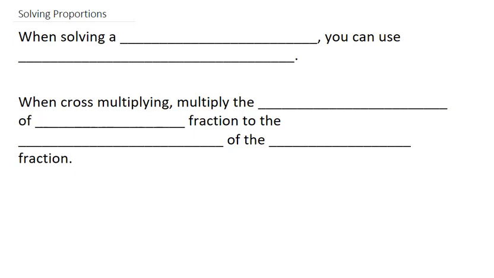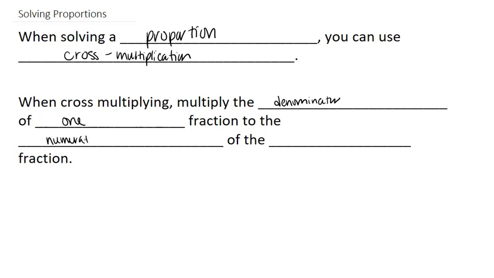Solving proportions. When solving a proportion, you can use cross multiplication. And so when you cross multiply, what you do is you multiply the denominator of one fraction to the numerator of the other fraction. So let's look at an example to see how this works.